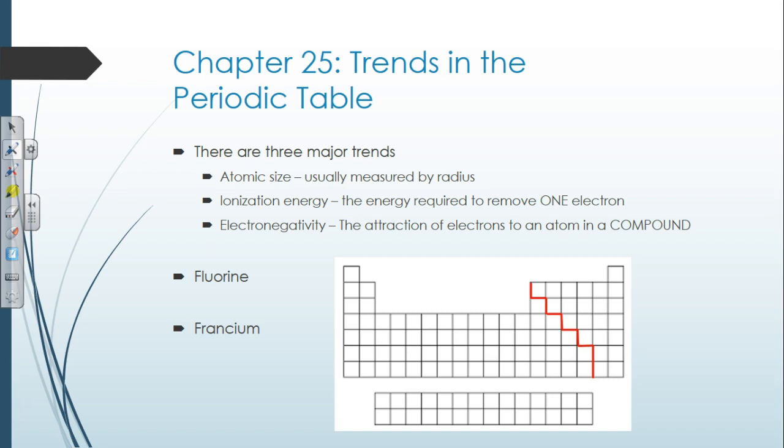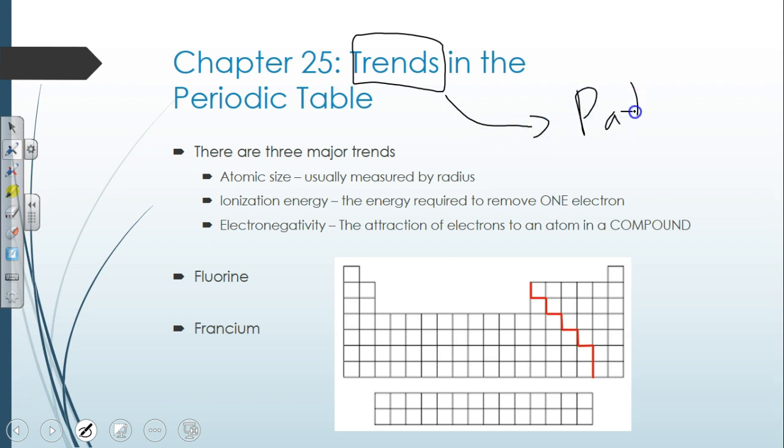Now before we get started too much in this, I do want to try to come out with the definition of this word trend. Okay? And that word trend means a pattern. I think it's no joke that as we've gone through the past few chapters, there's patterns that arise in the periodic table.